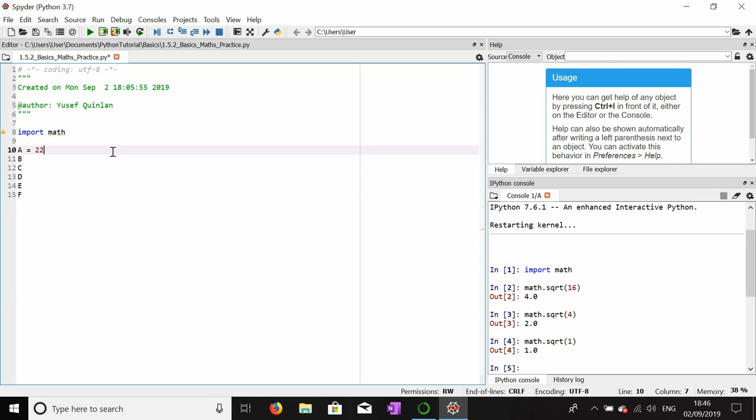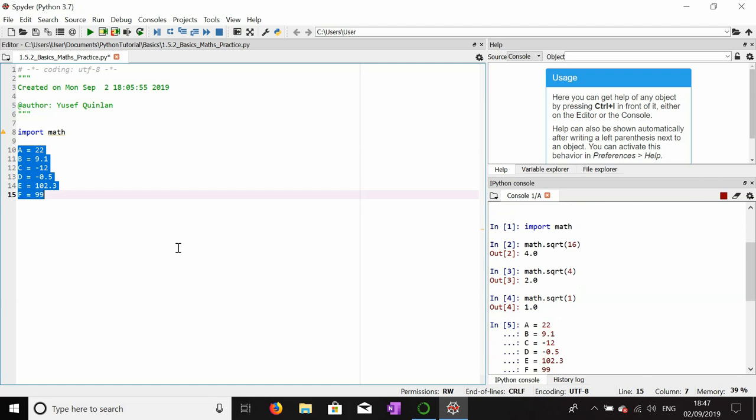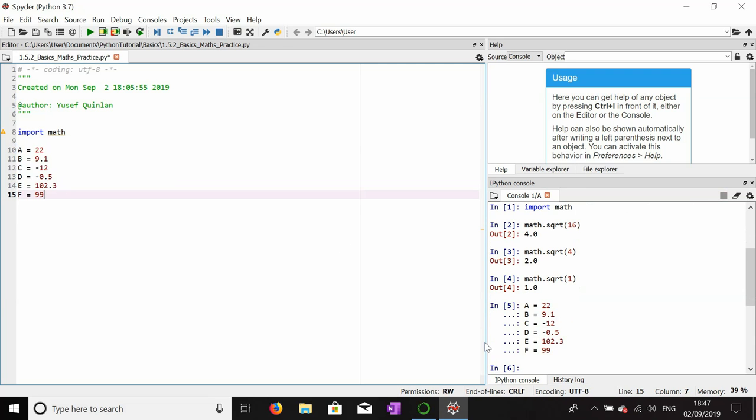A equals 22. Yep. Next one, B, can be 9.1. Next one will give it a minus value. Should I do an integer? I'll just do an integer. We'll do minus 12. We'll put D as minus 0.5. Do another couple of minus values there: 102.3 and 99. I'm not entirely sure why that's okay. Yep, it just resolved itself there. We'll just run that, make sure it's all legitimate code. No errors. We're all good.